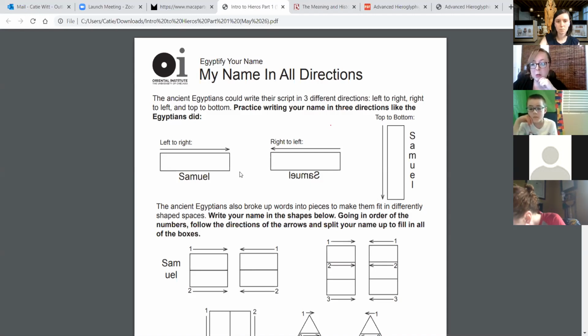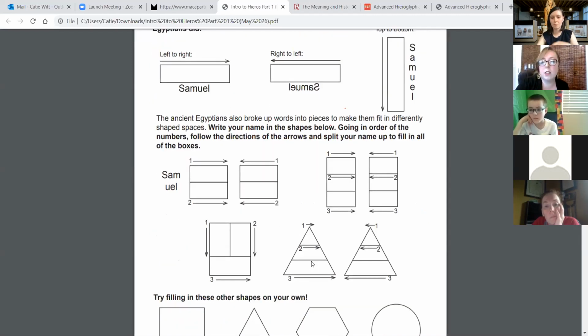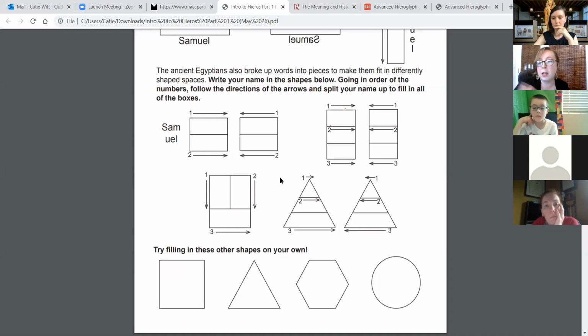A lot of times they were carving them on objects where you have a limited space. Sometimes you did have long papyrus sheets, but other times you had a confined space that they were trying to fit the text into. So that's why you have all these different directions that they could write hieroglyphs.